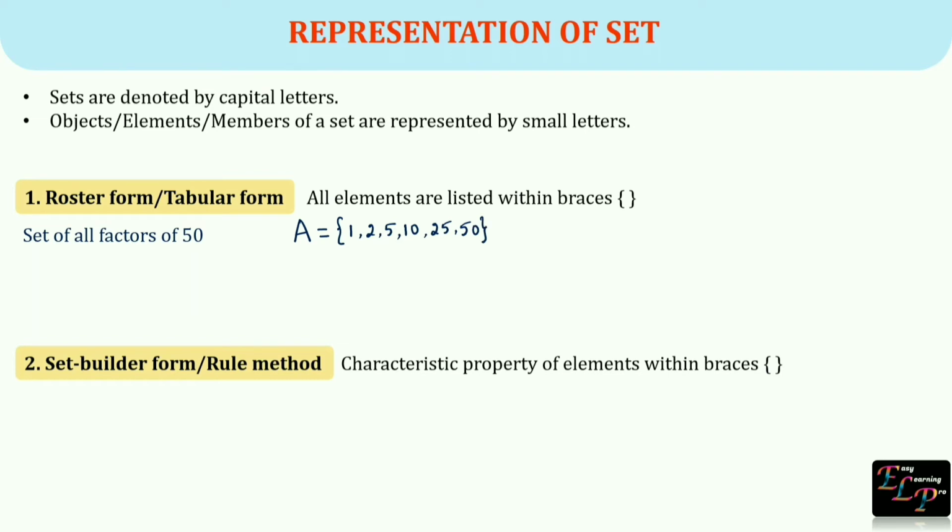Now let's write the same example in set builder form. In set builder form also we are going to denote a set by a capital letter. Let us consider capital B equal to. We are going to consider a small letter. You can use any letter. Let's take X followed by colon. Next we are going to write the description of the set. Here the objects will be factors of 50. So we are going to write X is a factor of 50.